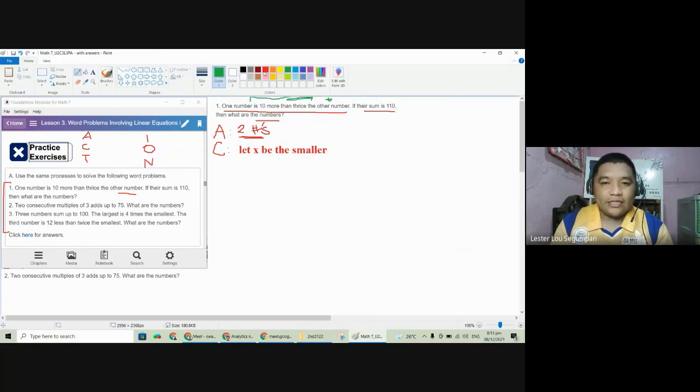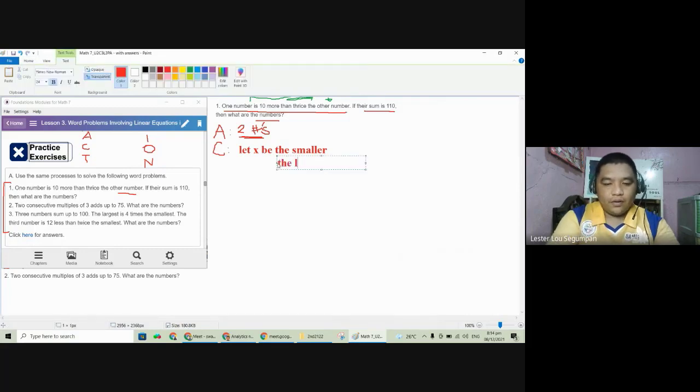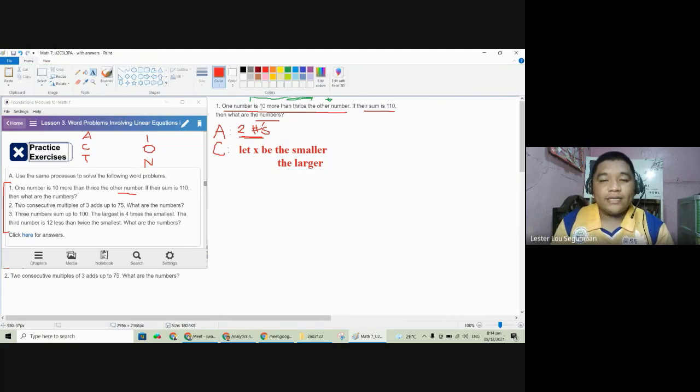So looking at this situation, the larger number, let me write here, the larger number is 10 more than thrice the other number. Looking back at our translating of algebraic expressions, how do we look at their relationships? It's very easy to understand that it's 10 more than thrice the smaller or the other number. It would mean that we're going to thrice the smaller number and add 10, and this is our larger number.